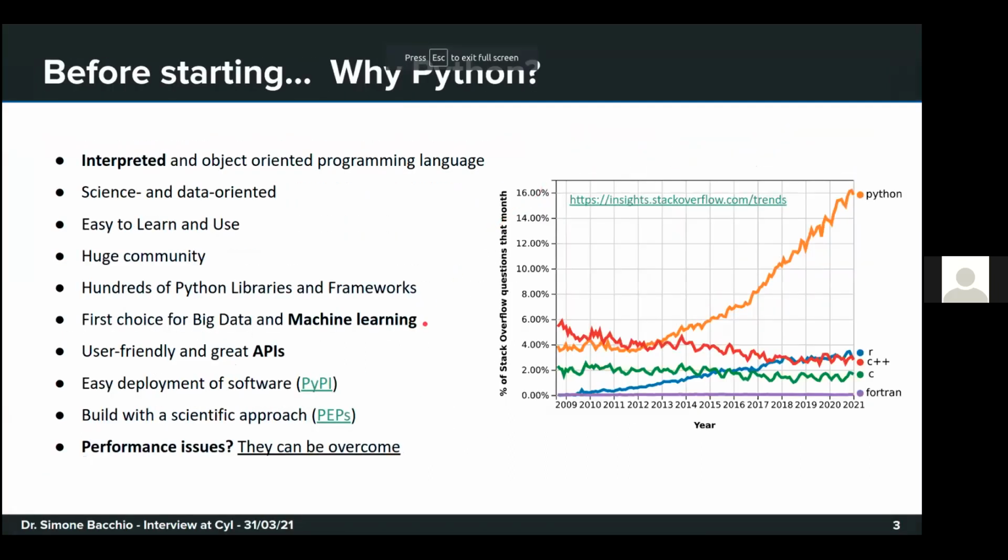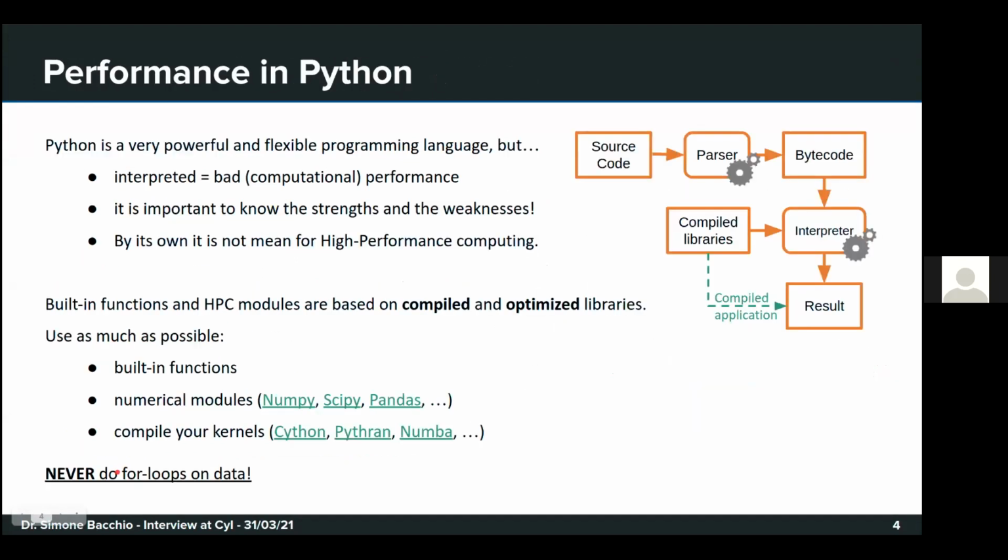On the other hand, it's not meant for HPC by its own. So it's not like other programming languages like Julia or others that you see here, C, C++, that are really meant for HPC. So there are some performance issues that can easily be overcome. And the main source of these performance issues is mostly due to the fact that Python is an interpreted programming language.